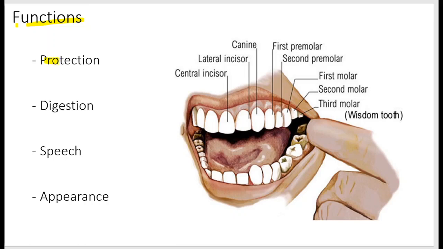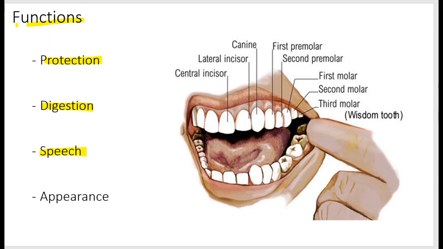Definitely we know that is protection, so it protects the mouth in general and also helps with saving the bone. When we have the teeth and they're functional, it can protect the bone that it's in, and that keeps it more vital. Digestion, right? So we can eat.